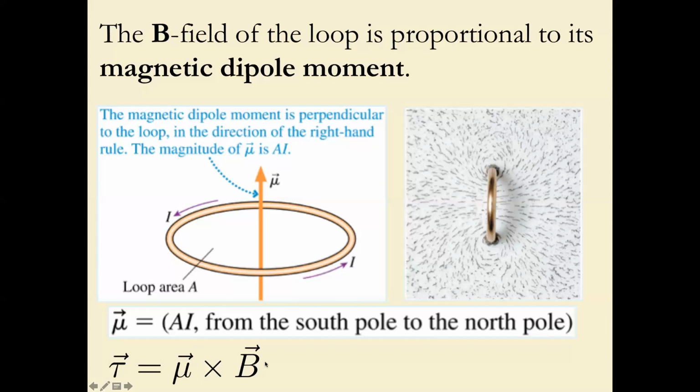And here you see the torque. Once you know the magnetic dipole moment, when you find the cross multiplication of the magnetic dipole moment with the magnetic field, you will calculate the torque. By the way, the magnetic dipole moment is a vector, it is not a scalar.